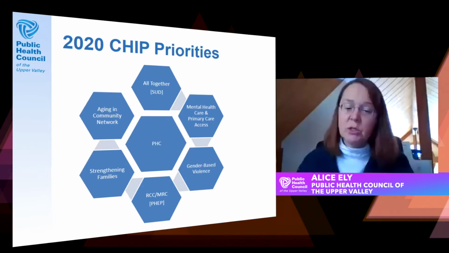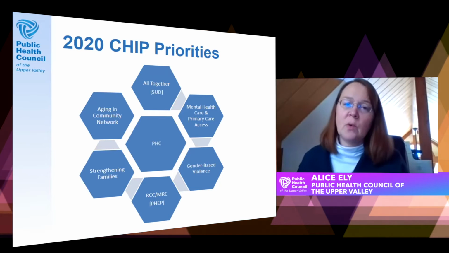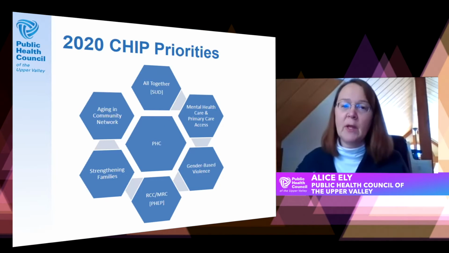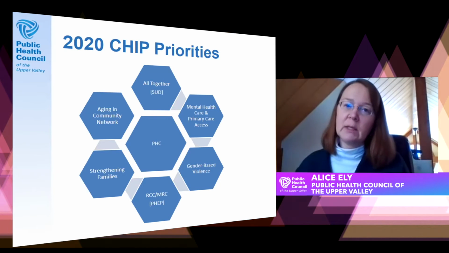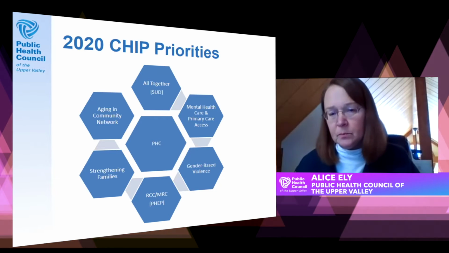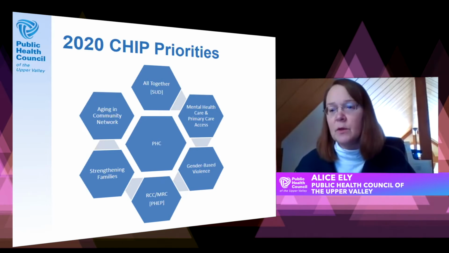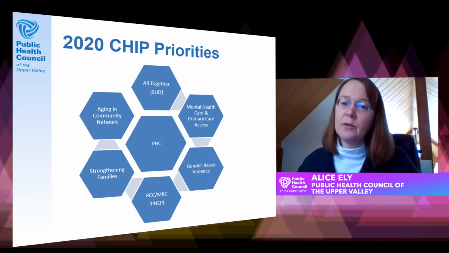Just wanted to share the priorities that were established within the Public Health Council for the 2020 Community Health Improvement Plan. They do range from family strengthening, gender-based violence, altogether is a substance misuse coalition in the region that looks both at prevention, intervention, and treatment. We always look at mental health care.